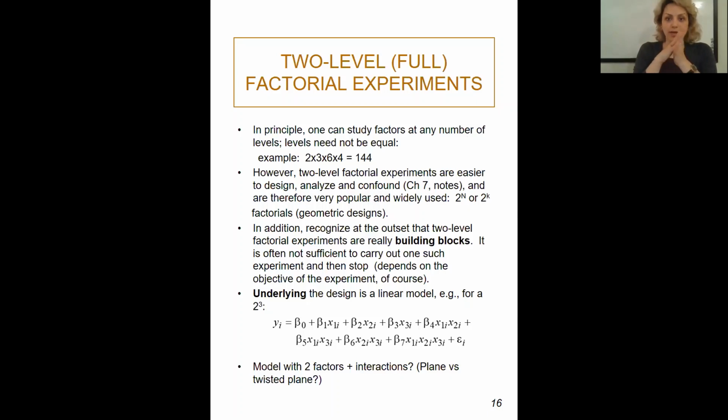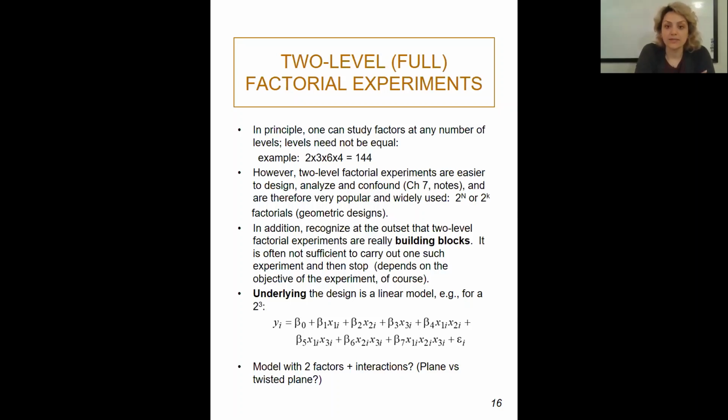In principle, one can study factors at any number of levels. Levels need not be equal. For example, we could have 2 times 3 times 6 times 4. However, 2-level factorial experiments are easier to design, analyze, and confound. In the next chapter, we will have more about that, and they are therefore very popular and widely used. So for example, we would say 2 power k. You will see 2 power k a lot. That k is the number of factors that we have.